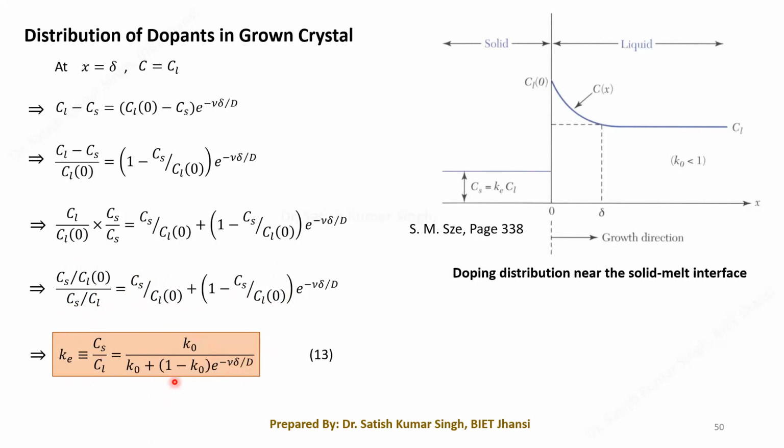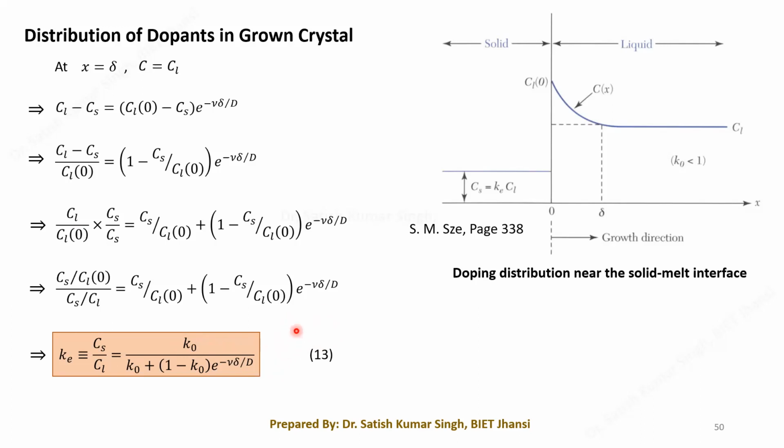Fine. So once we have arrived at this equation, we need to take care and do a certain analysis. What we are saying is that K naught is essentially a material parameter, and it is always less than 1. When it is less than 1, we are saying that uniform doping cannot be achieved. So doping will keep on increasing from top to bottom.